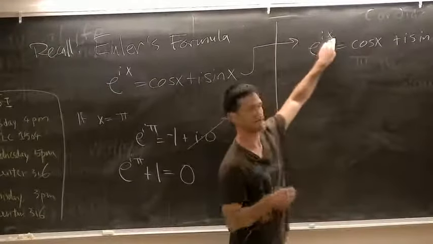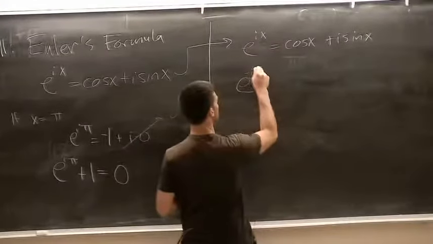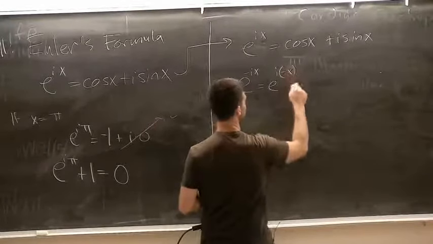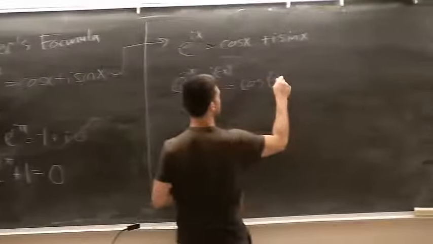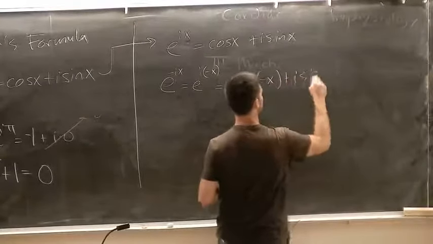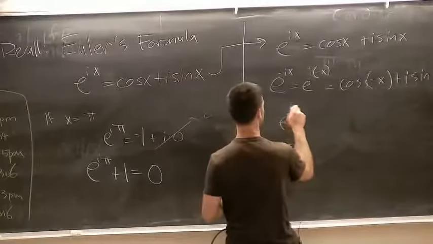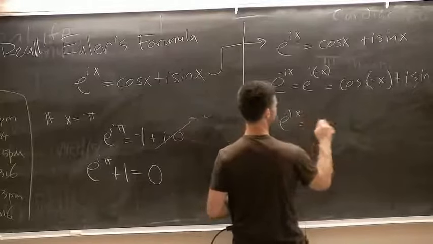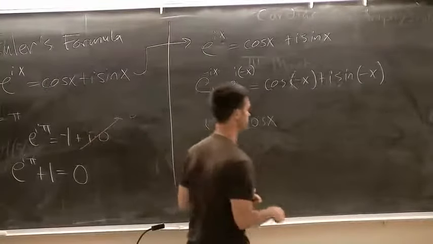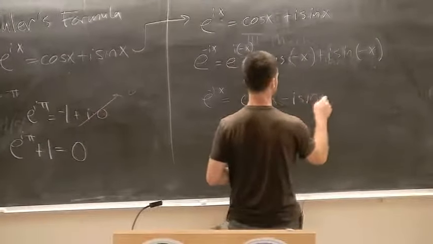If it's true for x, it's true for negative x. So e^(-ix), which is the same as e to the i times negative x, will be cosine of negative x plus i times the sine of negative x. So e^(-ix) is the same as cosine, because cosine is an even function, and sine is an odd function, so that becomes a negative sine.